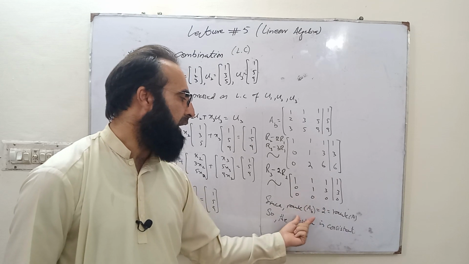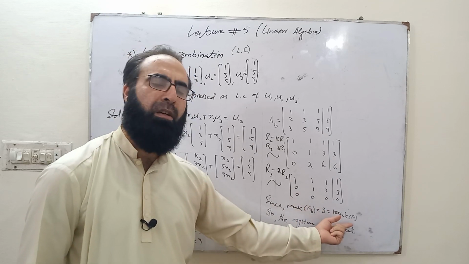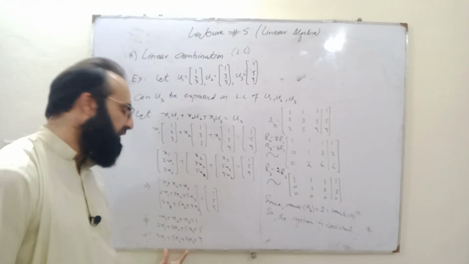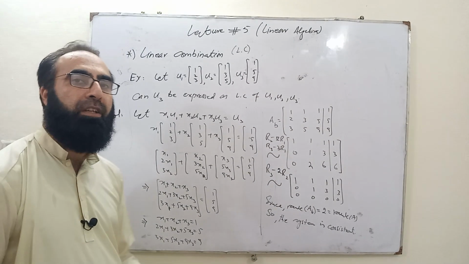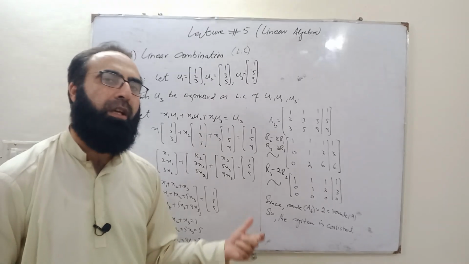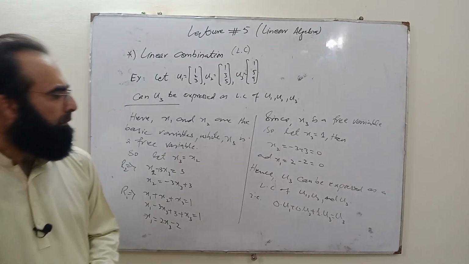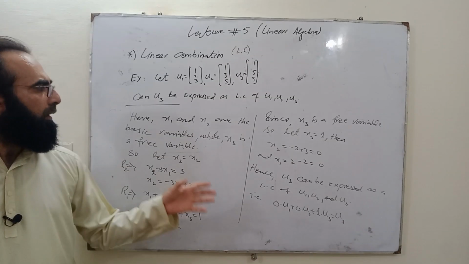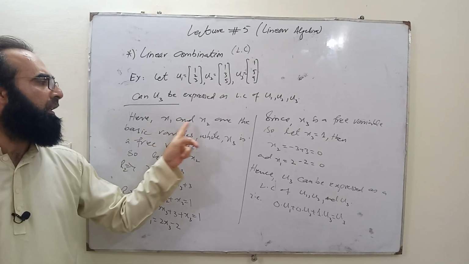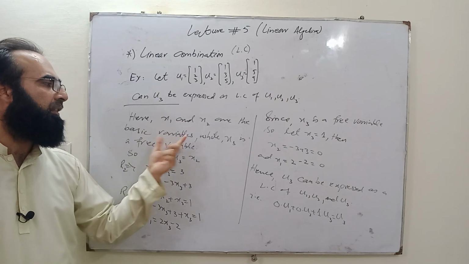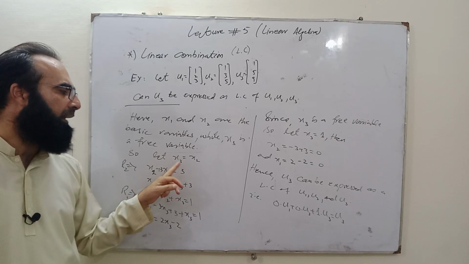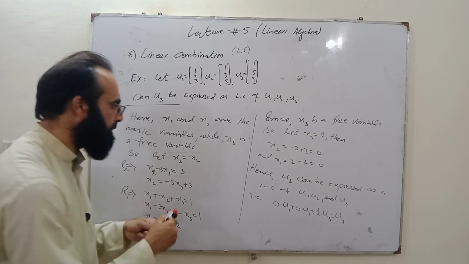Now look at this matrix. The rank of the augmented matrix and the rank of the coefficient matrix are both the same. So we say that this system is a consistent system, and it means that we can find its solution. Since x1 and x2 are the basic variables while x3 is a free variable, let x3 be equal to x3.